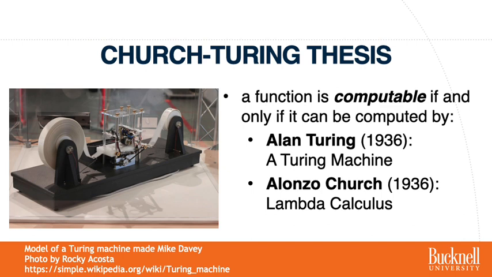The famous Church-Turing thesis defines computability. A function is computable if and only if it can be computed by a Turing machine, which was proposed by Alan Turing in 1936, or by lambda calculus, which was proposed by Alonzo Church, also in 1936. Because Alonzo Church and Alan Turing both independently came up with mathematically equivalent formalisms for defining computability, the Church-Turing thesis credits both of their names.